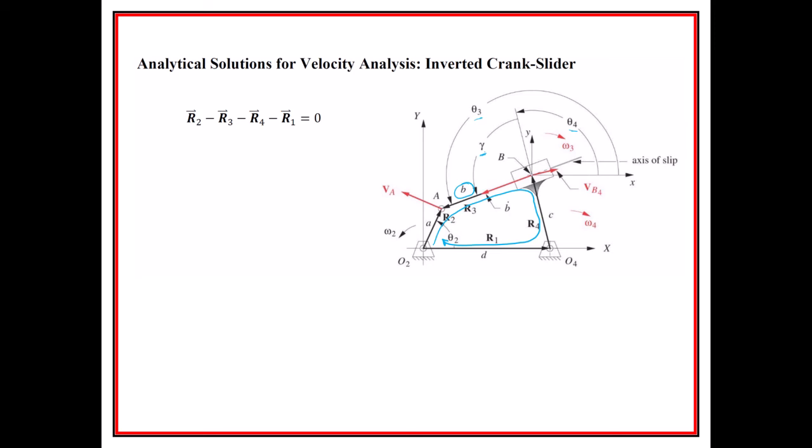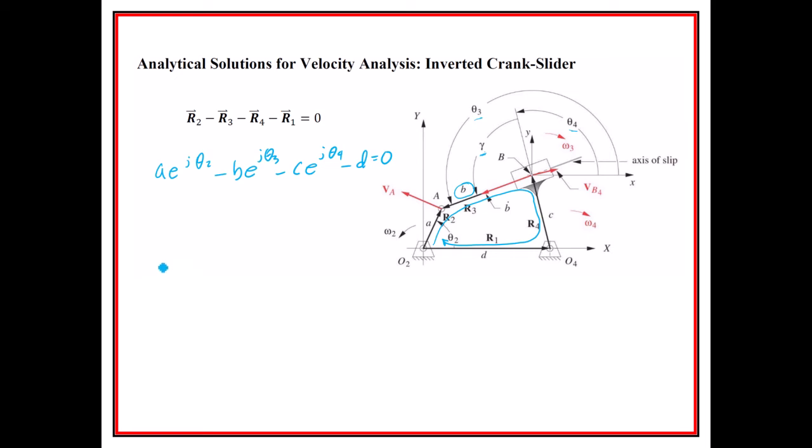So if we were to write this thing out, once again, I'm having a hard time with my pen. We have A e^(jθ2) minus B e^(jθ3) minus C e^(jθ4) minus D equals 0. And you can see all those minuses are because the directions of the vectors, as we've chosen them, are backwards from the loops.